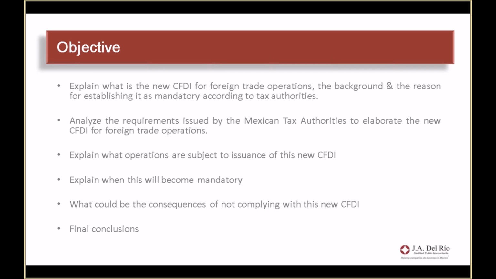So, starting with the objective of our presentation, what we will try to focus on is to explain what a new CFDI and electronic invoice for foreign trade operations is. We will explain the background of it and the reasons of the government behind establishing it as mandatory according to regular tax regulations. We will analyze as well the requirements issued by the government to elaborate and to comply with everything that the government requested.